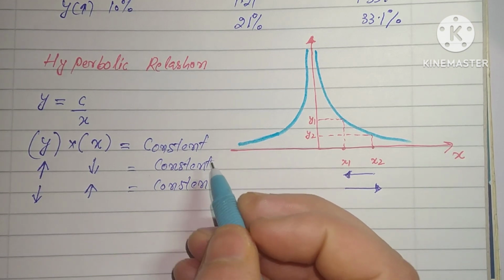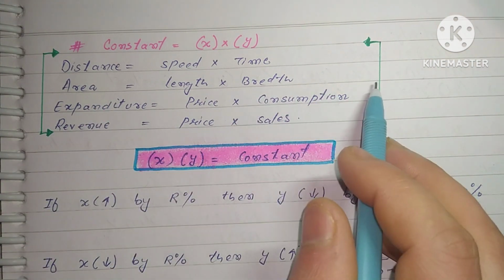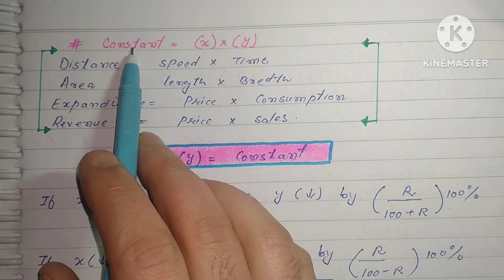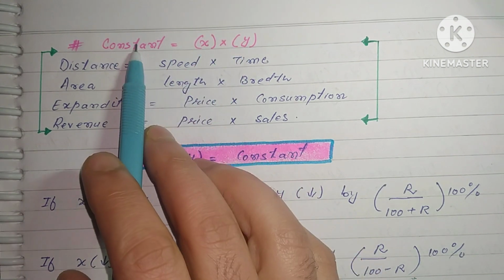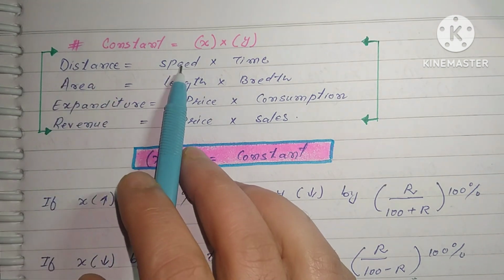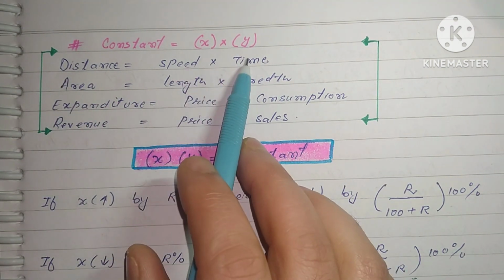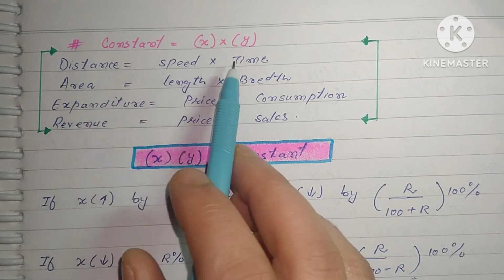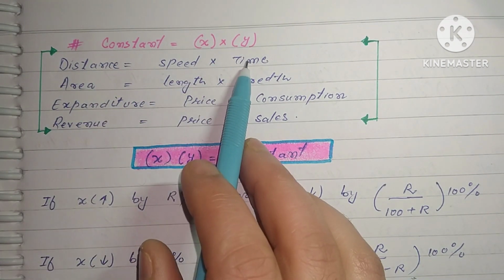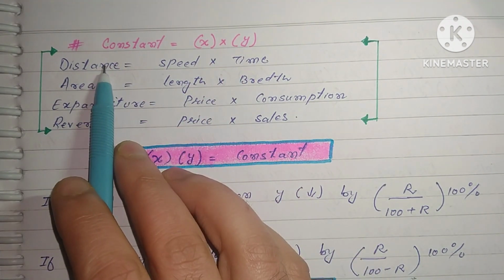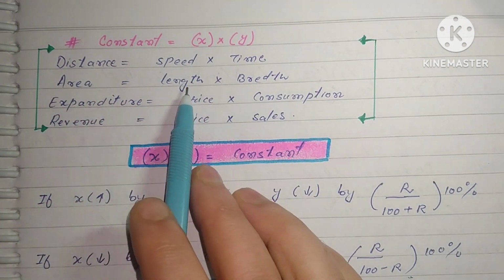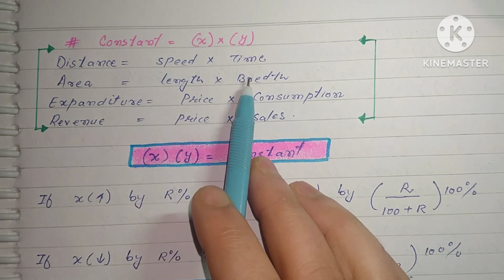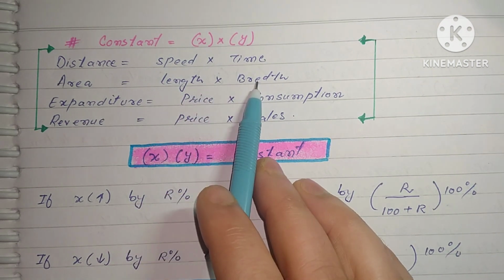Now we will apply the concept of hyperbola in percentage. These are the relations which resemble the hyperbola. That is, the constant is equal to x into y. X and y are parameters and their product is constant. For example, distance is speed into time. The product of speed and time is constant and it is distance. If speed increases, then time has to decrease to cover the same distance. Now area is length into breadth. For constant area, if length increases, breadth has to decrease, and if length decreases, breadth has to increase.